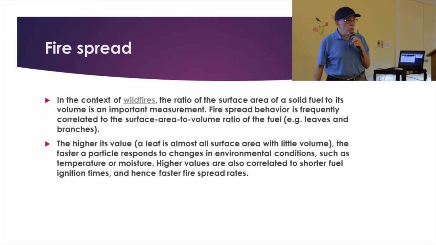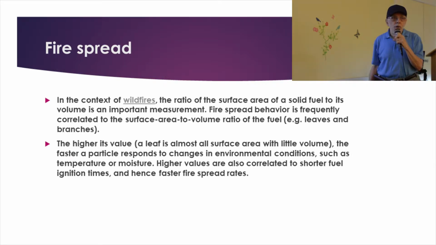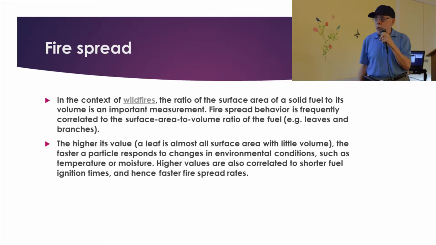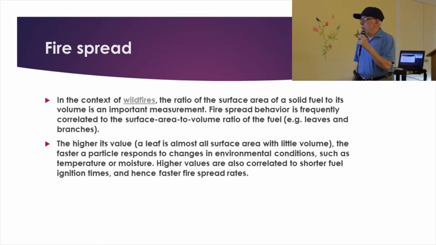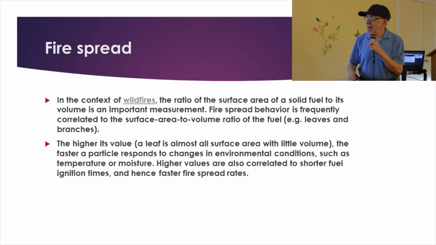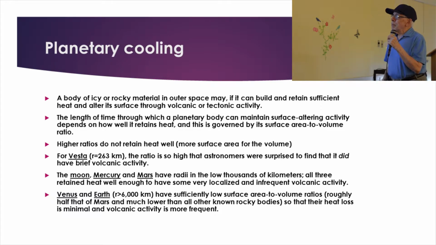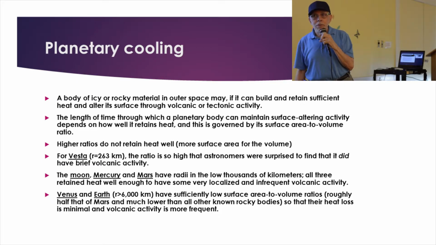Venus and Earth, with more mass, so the surface area to volume ratio is smaller, have sufficiently low surface area to volume ratios so that heat loss is minimal and volcanic activity is therefore more frequent. Interesting. Why are planets roughly spherical?